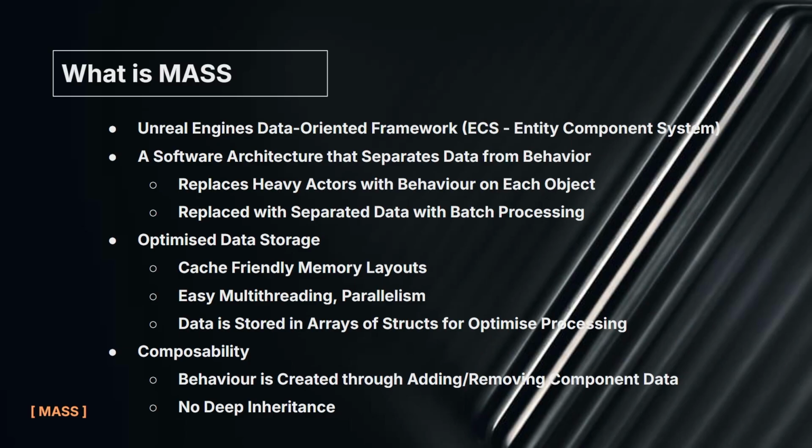So what is Mass? What is an entity component system? The two terms are interchangeable. Mass is Unreal's data-oriented framework, which is commonly referred to as an entity component system. And an entity component system, or ECS, is a software architecture that separates data from behavior.